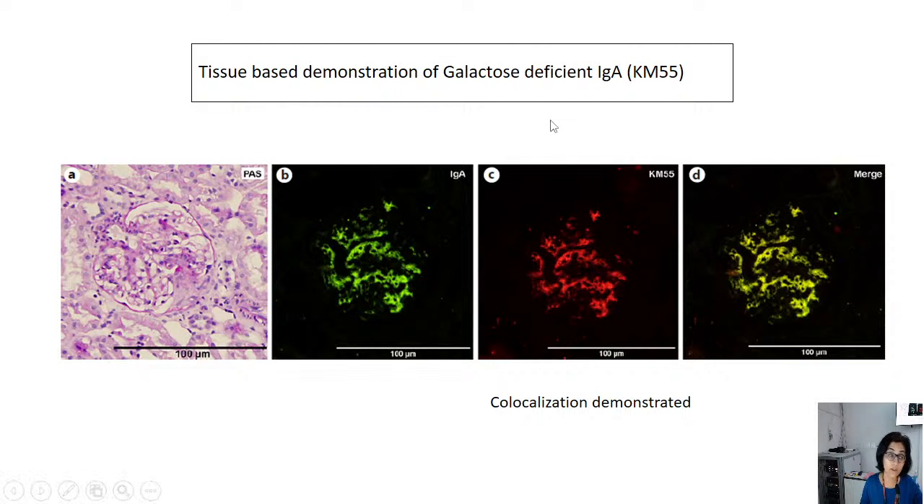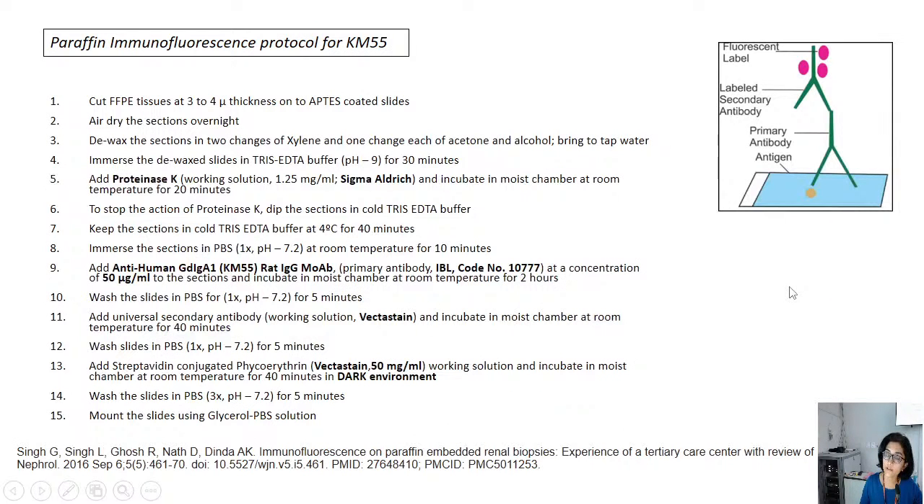We found that we could do a tissue-based demonstration of this same galactose deficient IgA. You can see a classic patient here. This is the IgA mesangial granular. This is the KM55, and co-localization was demonstrated here with this yellow staining. So it co-localized very well.